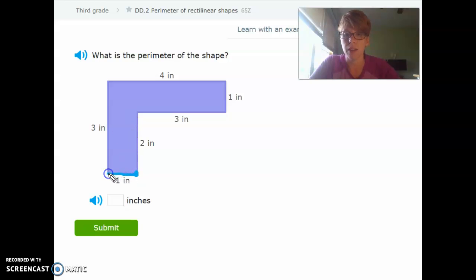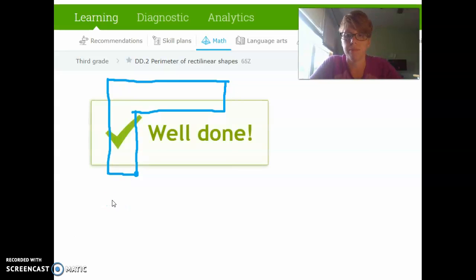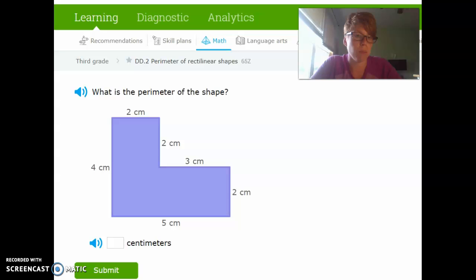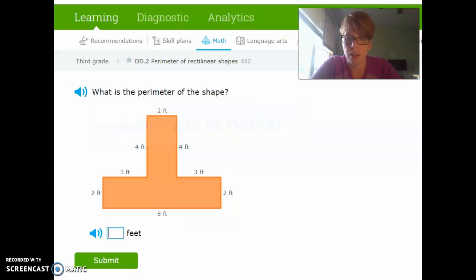We've got 1. 1 plus 3 is what? 4. 4 plus 4 is 8. 8 plus 1 is 9. 9 plus 3 is 12. And 12 plus 2 is what? 14. So the perimeter is 14. Just like that. Well done. Well done. All right, let's find another problem.